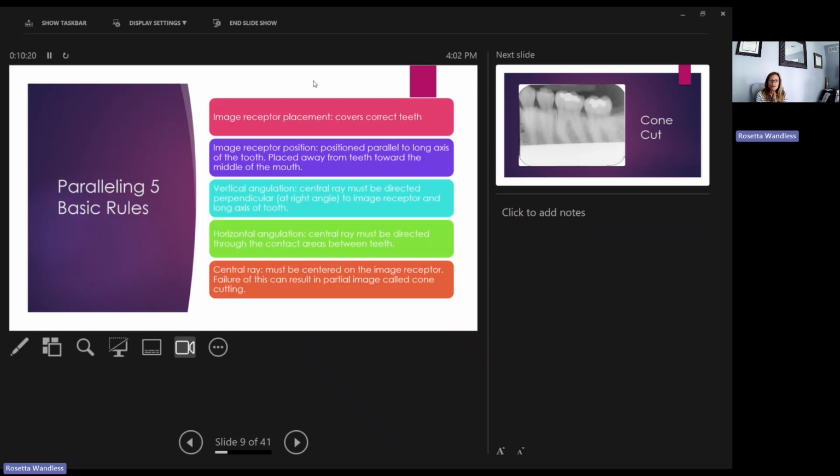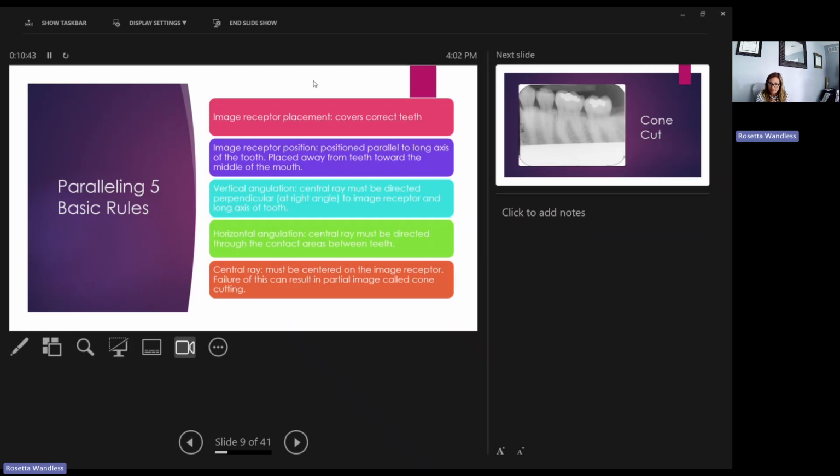Vertical angulation has everything to do with the PID, the positioning indicating device, which is going to dictate where the central ray is going to be focused. So vertical angulation, which is up and down: the central ray must be directed perpendicular, at that 90-degree angle, to the image receptor and long axis of the tooth.